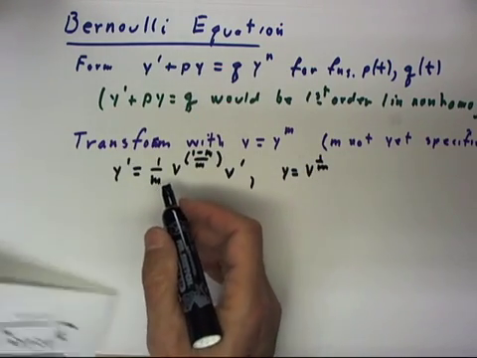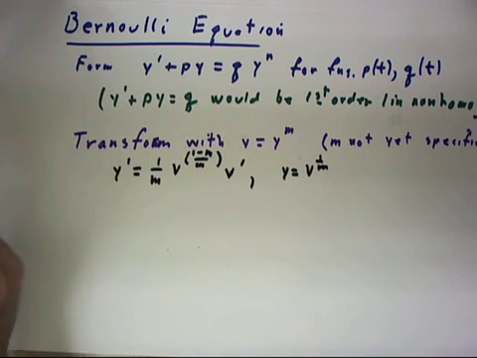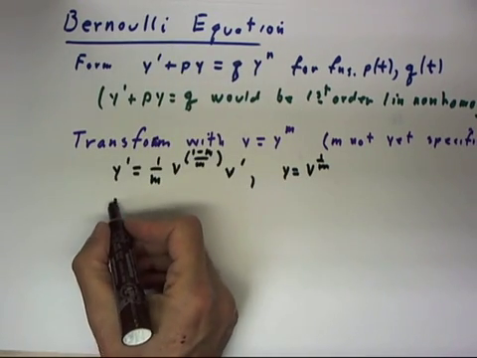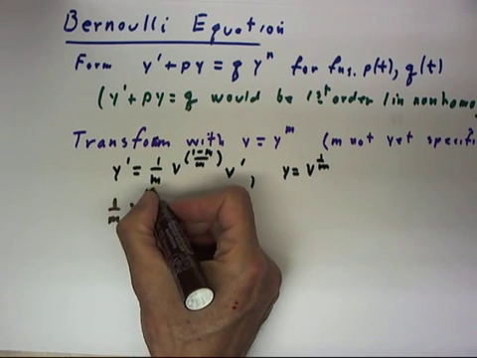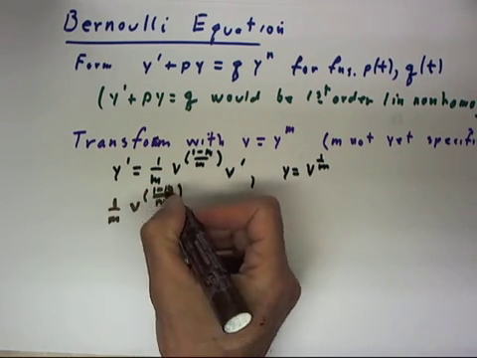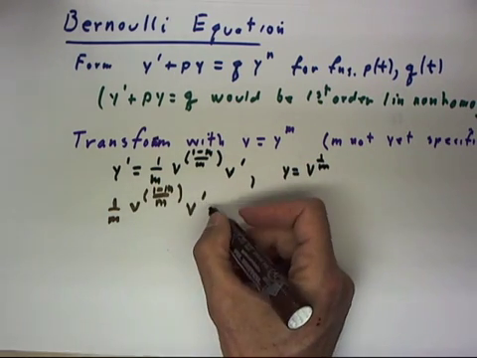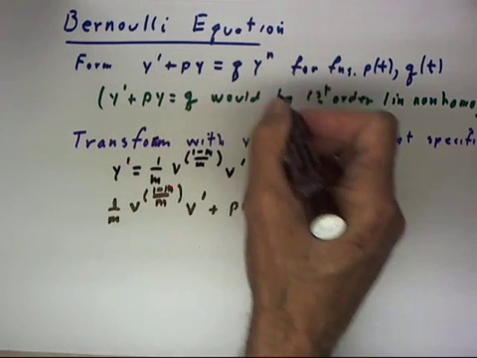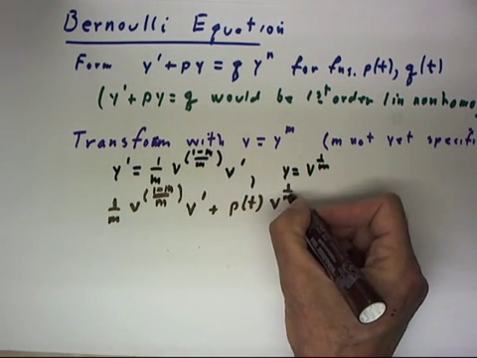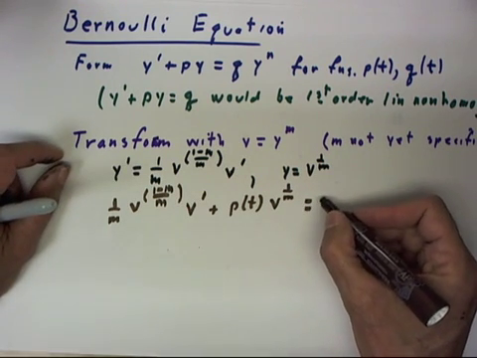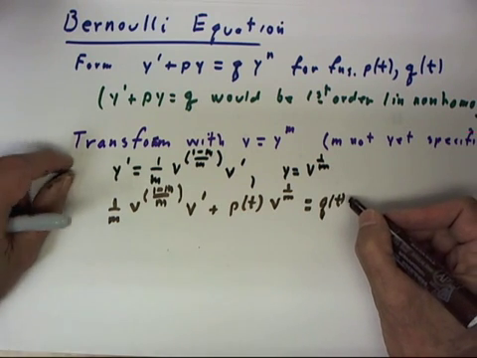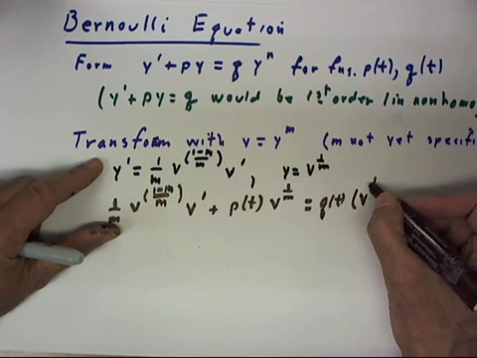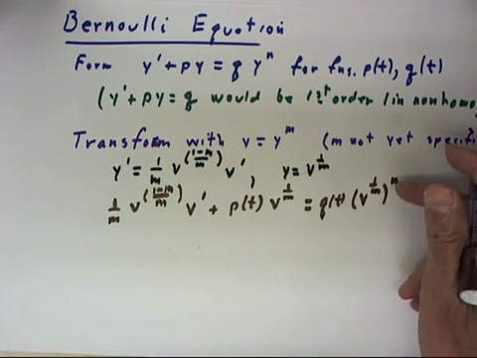Our equation therefore translates into the equation. This is y prime, that's going to be 1 over m v to the quantity 1 minus m over m times v prime plus p, now I'm going to write that as p of t. Y is v to the 1 over m, and that'll be equal to q of t multiplied by y to the n. Y is v to the 1 over m, so this is v to the 1 over m raised to the n, which is of course v to the n over m.